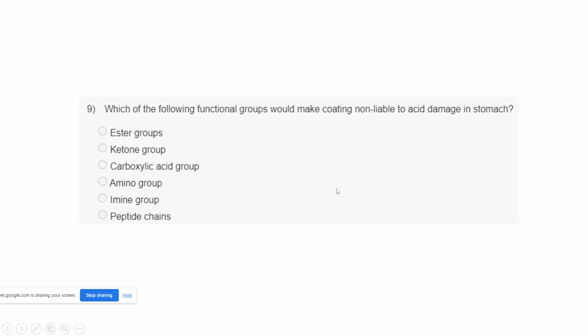Okay, here is the next question. Which of the following functional groups would make a coating non-labile to acid damage in the stomach? We just discussed this enteric coating. Can you tell me what is the answer?